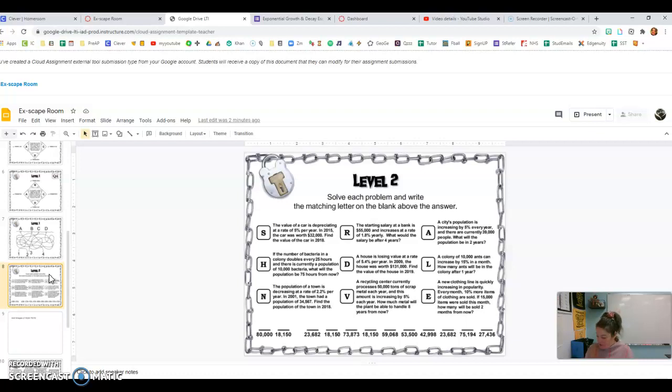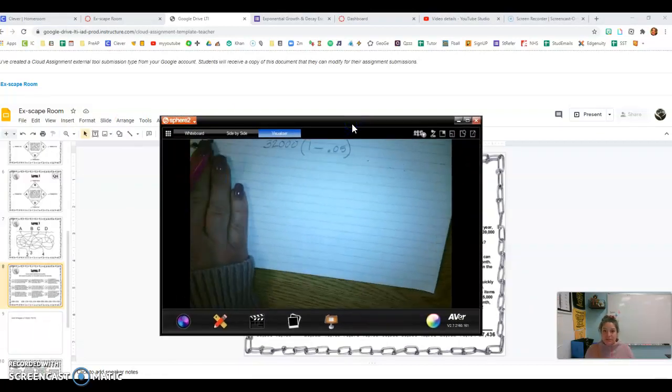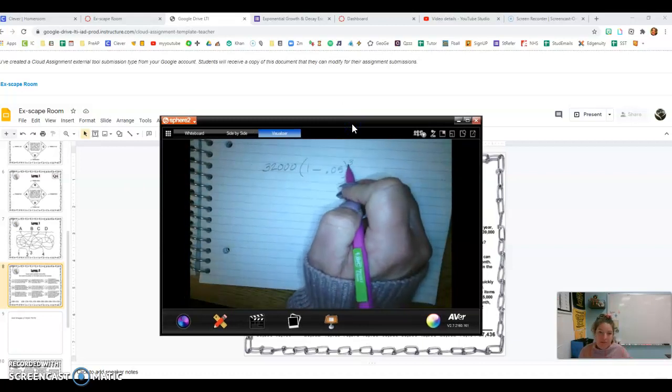So the value of a car is depreciating at a rate of 5% each year. It says in 2015, the car was worth $32,000. So 32 goes on the outside of your parentheses. It is depreciating, so we're going to do 1 minus 0.05. And then we need to raise it to a power. So it says to find the value of the car in 2018. Well, if we start in 2015 and 2018, we're going to be 3 years away, okay? And so my exponent needs to be a 3.